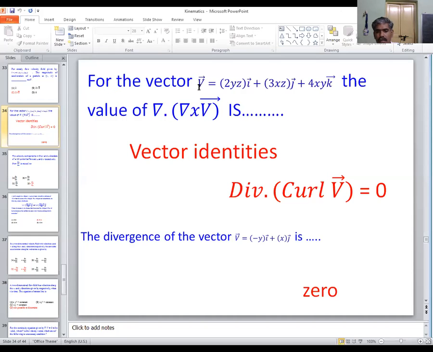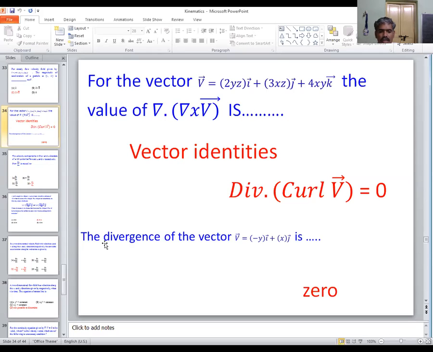For the vector b equal to 2yz i vector plus 3xz j vector plus 4xy k vector, the value of divergence of curl, there is a scalar product, dot product, then the cross product of the vector, equal to what? By the vector identities, divergence of curl of any vector equal to 0. That is, the answer is 0.